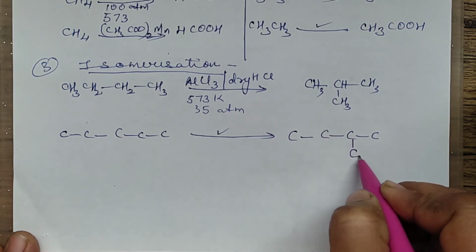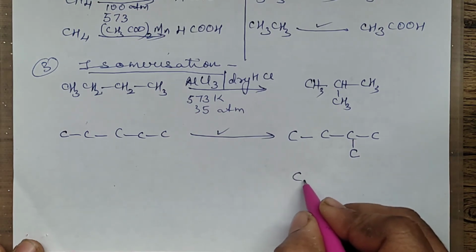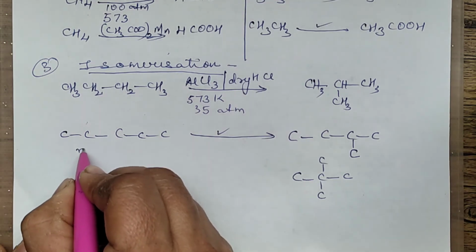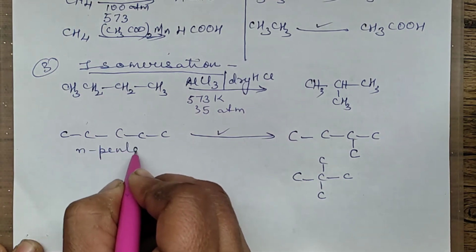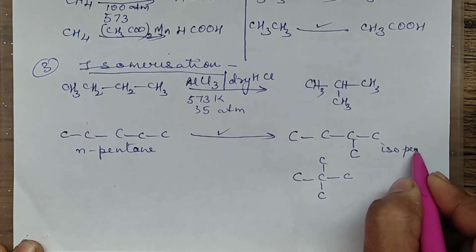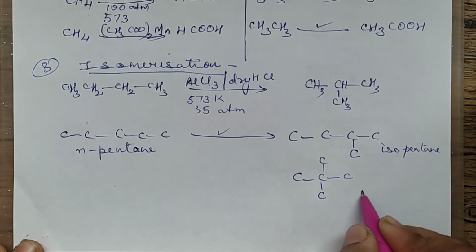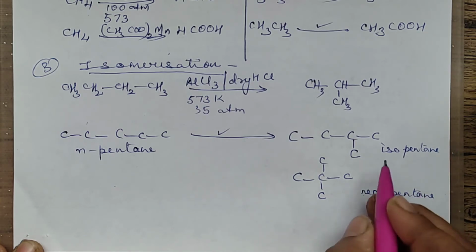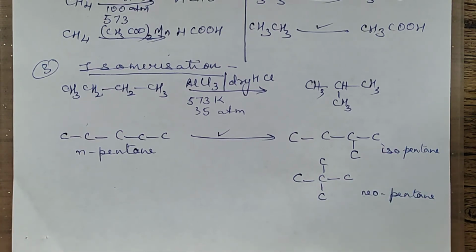That means you'll get 4 carbon atoms with 1 branch, or you may also get 3 carbon atoms with 2 branches. That means normal pentane can form isopentane and neopentane. This is neopentane. These are the common names. But otherwise, 2-methyl butane, 2,2-dimethyl propane. This is isomerization, right? So depending upon what alkane you take, you'll get the corresponding isomers of it. You'll get a mixture.